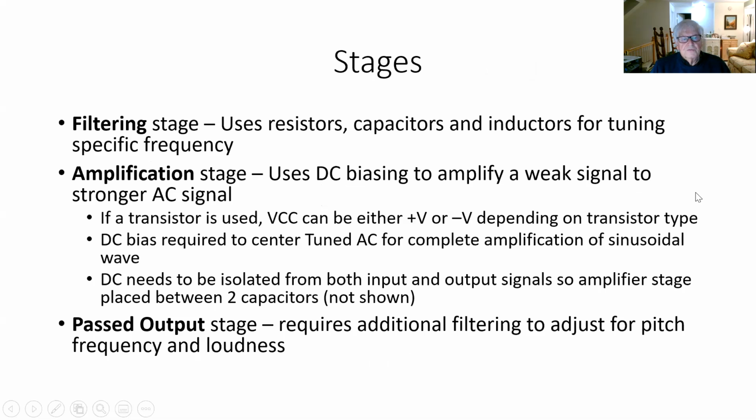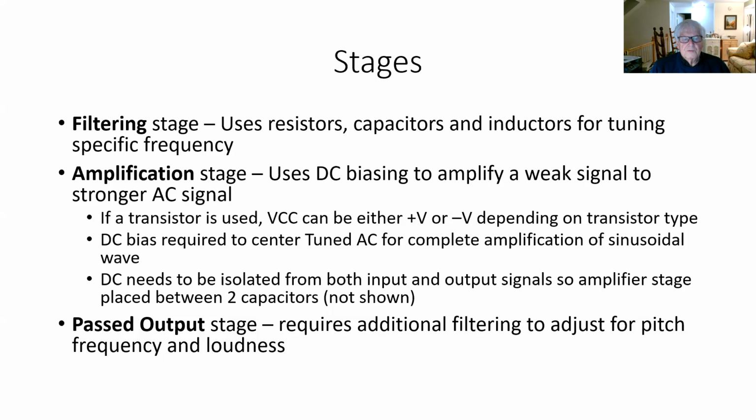Filtering: we filter first using resistors, capacitors, and inductors for tuning specific frequencies. And we amplify at the amplifier stage using a DC biasing, okay, to amplify those weak signals and boost up the amplitudes to get a stronger AC signal. If we use a transistor, we can use either a plus voltage or a negative voltage. Basically, if you're using a PNP or an NPN transistor, that's what that's all about.